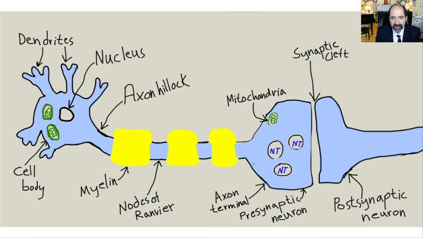This causes a calcium influx into the axon terminal. Neurotransmitter is released from the presynaptic neuron. It travels to the synaptic cleft. Neurotransmitter diffuses across the synaptic cleft to the postsynaptic neuron and exerts an effect on the postsynaptic neuron. So that's how it basically works.